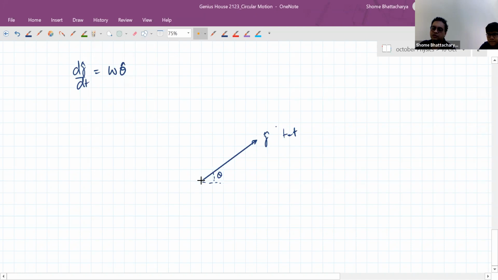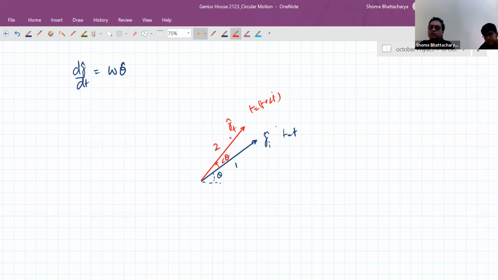In some amount of time, my r cap vector would have rotated by some amount, delta theta, let's say like this. So this is my new position vector at the time t plus delta t. Let's say this is my final r cap, and this is r cap and not r. This is my radial unit vector at time t plus delta t, whereas this was my radial unit vector at time t, which is initial. Both of these are unit in magnitude.